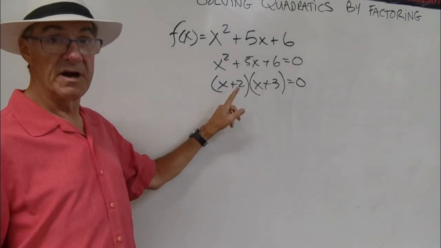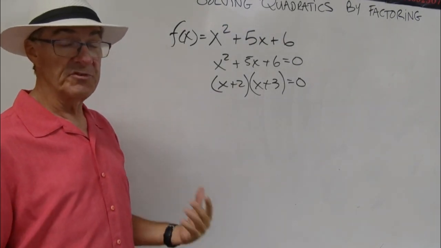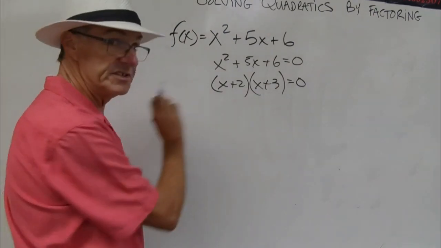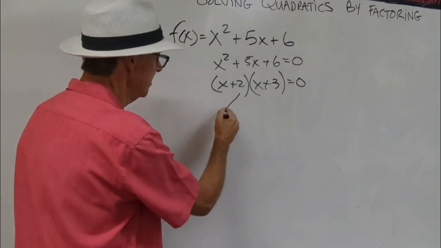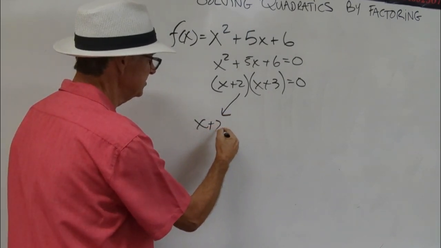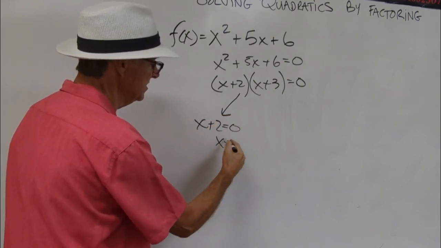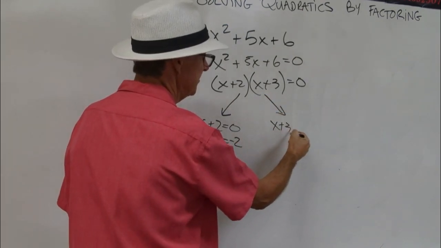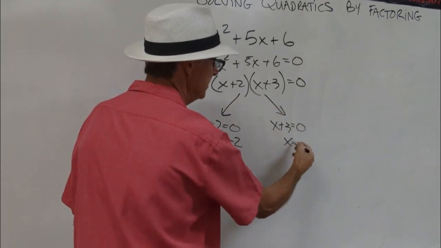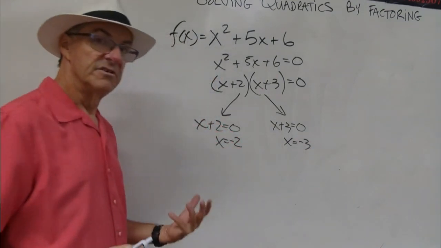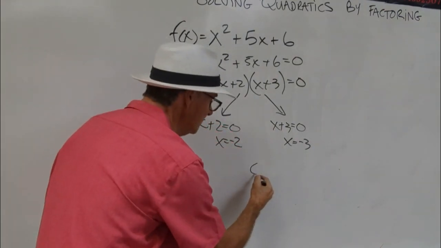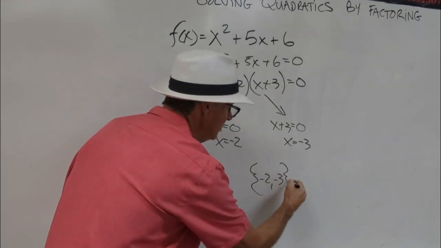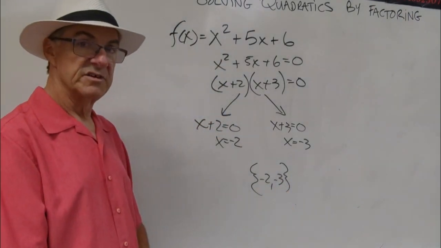So that was step 2. I factored my non-zero side. Step 3 is set each factor equal to 0 and solve. This is what I call the branch. I'm going to branch out here. x plus 2 equals 0, x equals negative 2, and branch there. x plus 3 equals 0, x equals negative 3. So there are my two solutions. We typically write them like this, as the set of these two numbers, using my curly brackets.